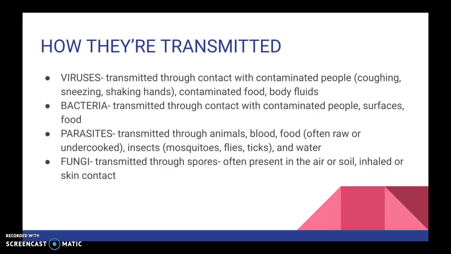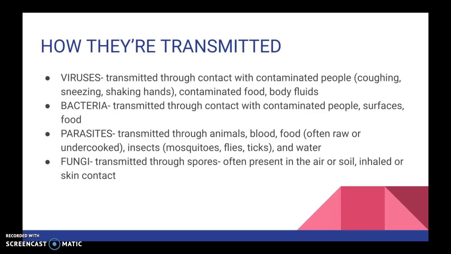Parasites are often transmitted through animals, even just our house pets, like our dogs and cats, can be carriers of these parasites. Blood, food, and with parasites, the food that carry parasites are often raw or undercooked. Insects and water. And fungi are often transmitted.